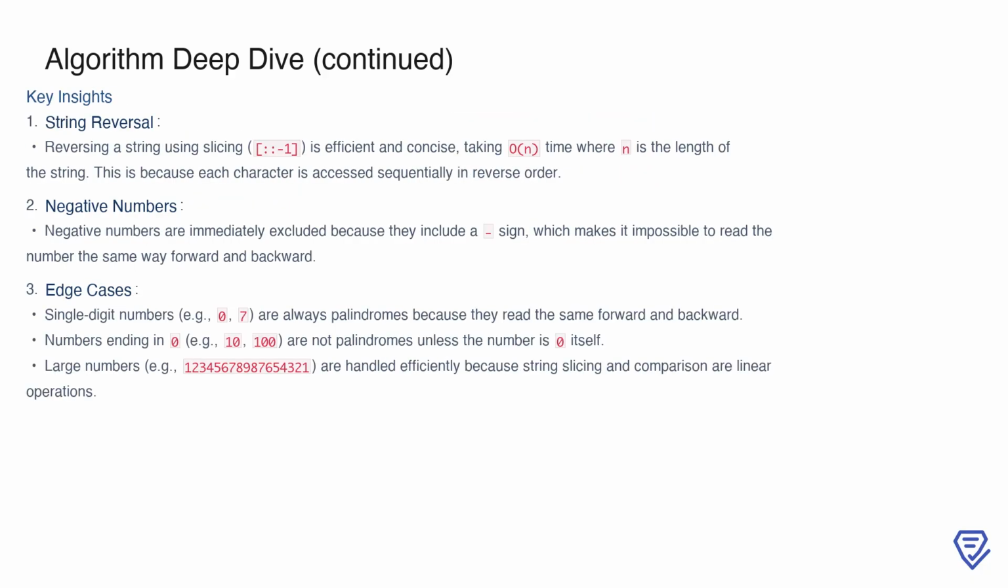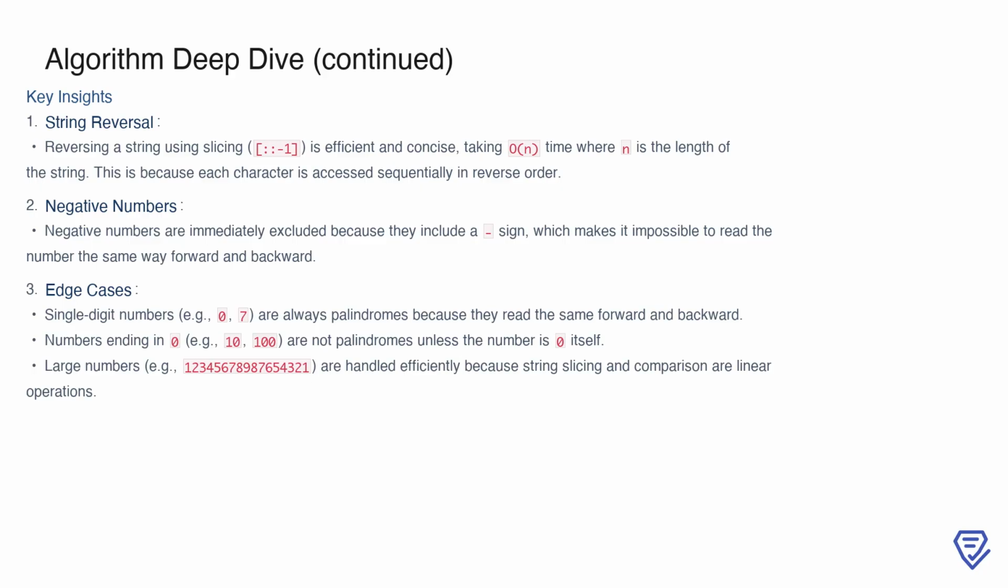This approach comes with several key insights. First, reversing a string using slicing is both concise and efficient. It operates in O(n) time, where n is the length of the string. This is because each character is accessed sequentially in reverse order. Additionally, we exclude negative numbers right away, as their dash sign prevents them from being symmetrical. For example, -121 cannot be read the same forward and backward.